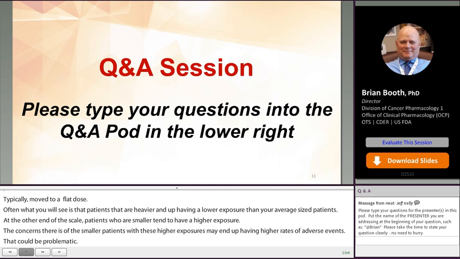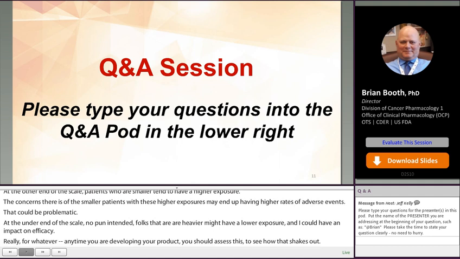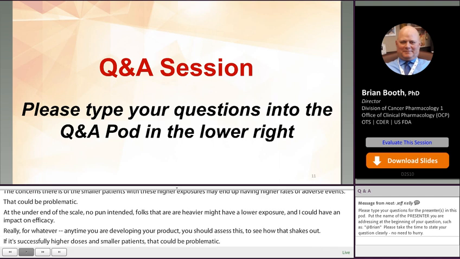So anytime you're developing a product, you should be assessing this to see how that shakes out. If there are excessively high exposures in small patients, that could be problematic. You might need to cap the dose in those people, and the same for the folks who are heavier.